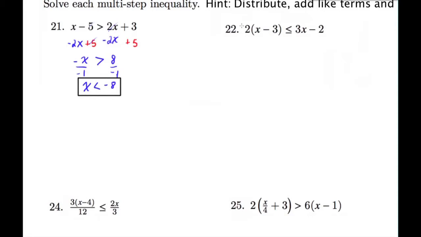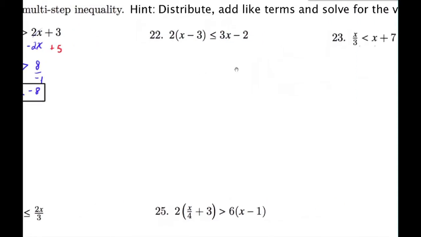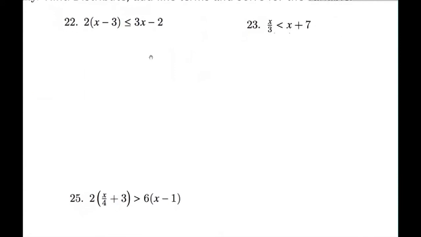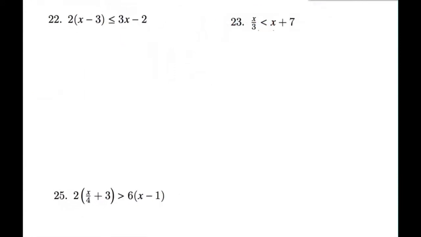Next one, 22. Okay, so here we have a case where we should distribute first. Distribute the 2 to the x and the negative 3. So I get 2x minus 6 is less than or equal to 3x minus 2.